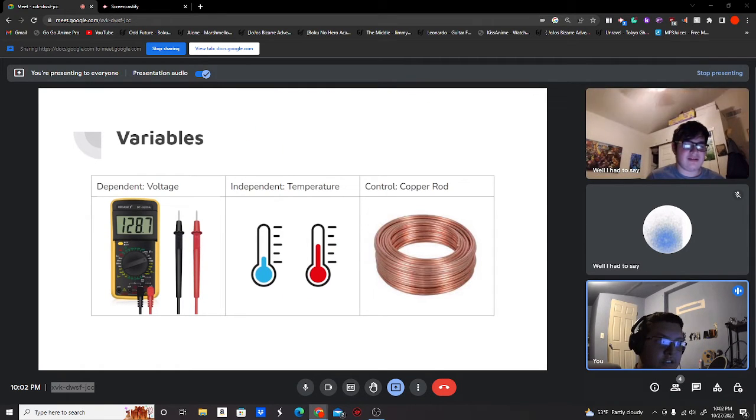So our variables: we have our dependent, our independent, and our control. Our dependent variable was our voltage, and this makes sense as through the Seebeck effect, the voltage is dependent on the temperature, which also means that our independent variable is our temperature. When our temperature increases and decreases on each side of the rod in unison, our voltage will change. This also means that the control in our experiment is the copper rod, because throughout all the trials, the copper rod was always the same, no matter if we increased the temperature, decreased the temperature, or measured the voltage.